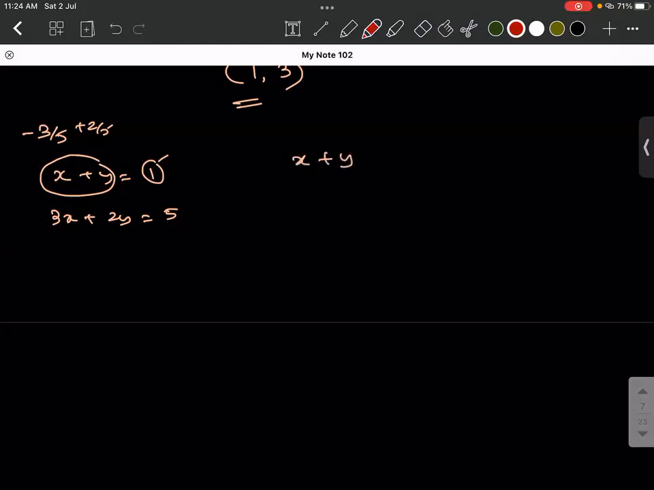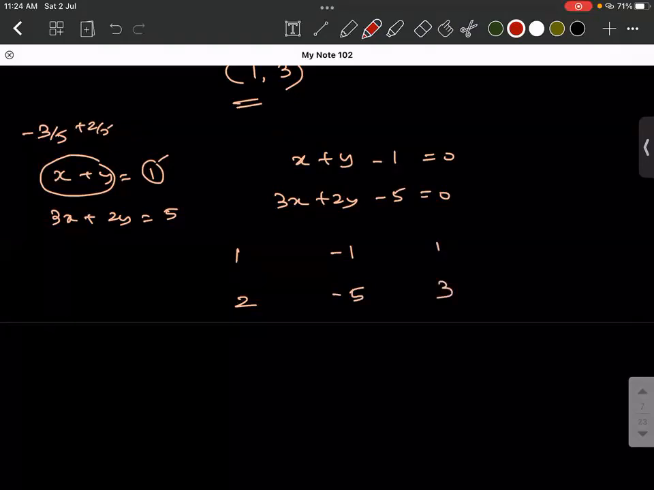So see, x plus y minus 1 is 0. 3x plus 2y minus 5 is equal to 0. Right? 1, 2, minus 1, minus 5. 1, 3. You still made a mistake there. X is equal to 3, y is equal to. See, minus 3 plus 2, now you should get minus 1.